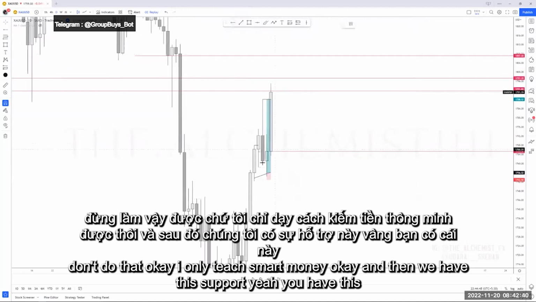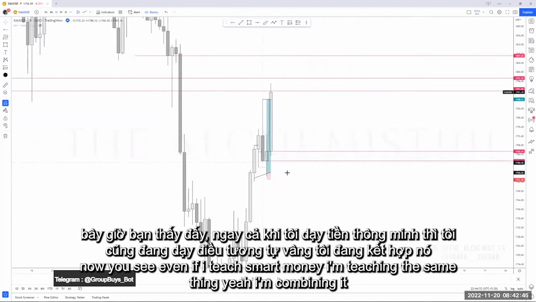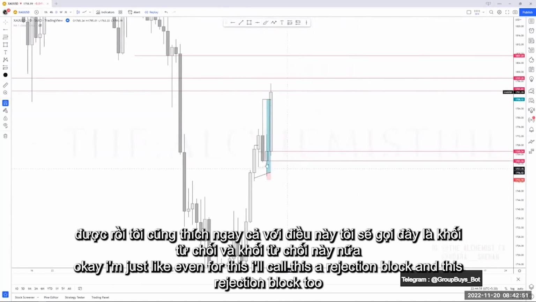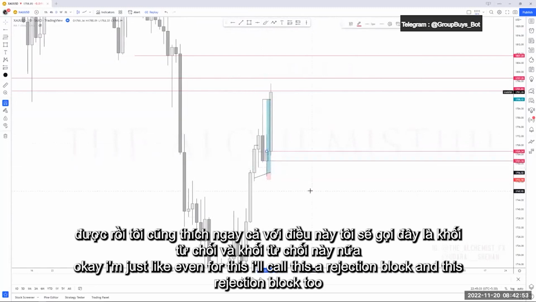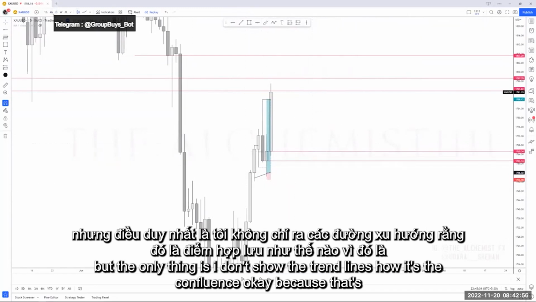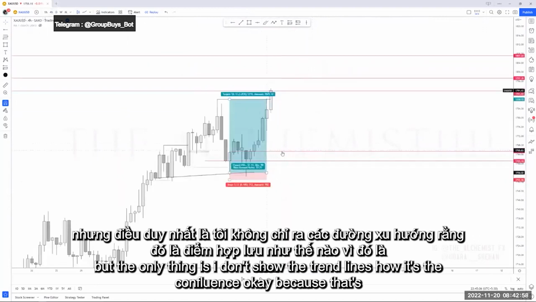And then we have this support. Now you see, even if I teach smart money, I'm teaching the same thing: support and resistance. I'm combining it. Even for this, I'll call this a rejection block and this a rejection block too. But the only thing is I don't show the trend lines, how we use the confluence, because that's something else.